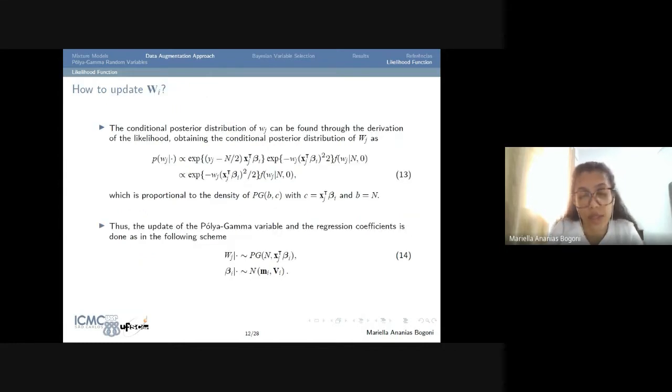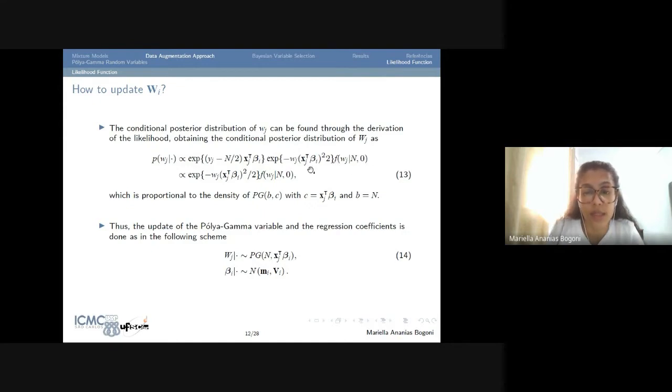So once we know how to update the regression coefficients, we have to check how to update the Pólya-Gamma random variables, since they are present in our model. Through the derivation of the likelihood, we can obtain an expression for the posterior distribution of each Wg. Through that derivation, we conclude that the posterior distribution of each Wg is given by this equation.